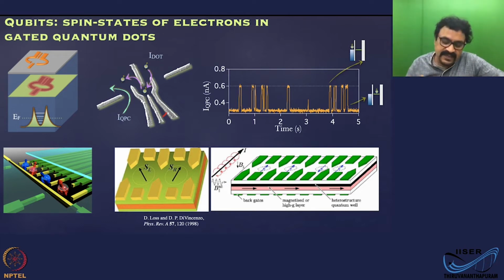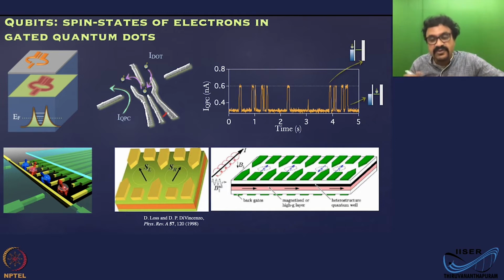So if you look at this architecture, each of these dots can be controlled by voltages. These gate voltages you can control very fast by gate voltage pulses. And you can read out the state by using readout devices such as quantum point contacts or single electron transistors, or there are even faster readout devices. So you can read out the state of the qubit.